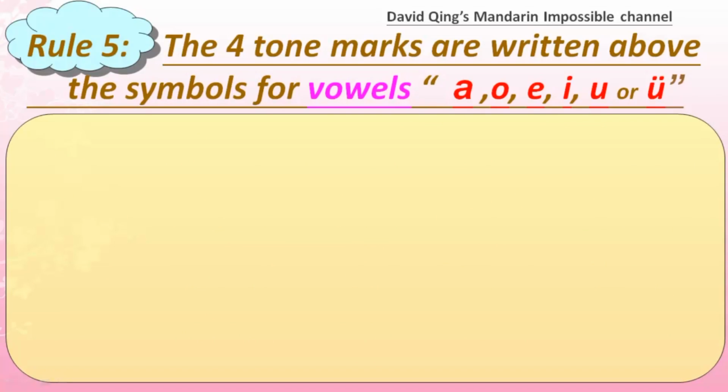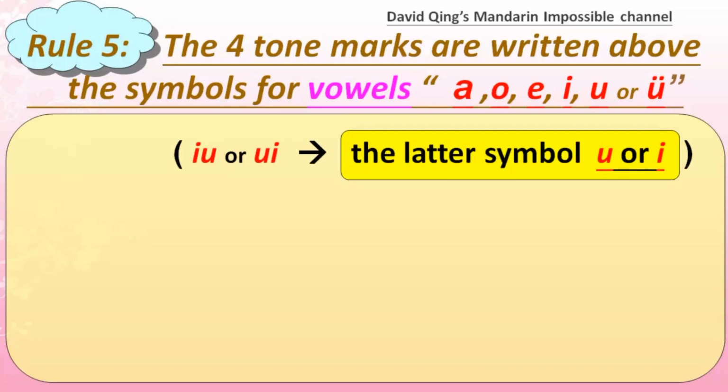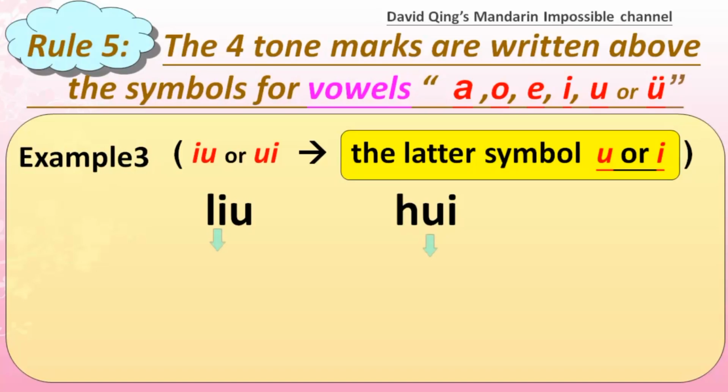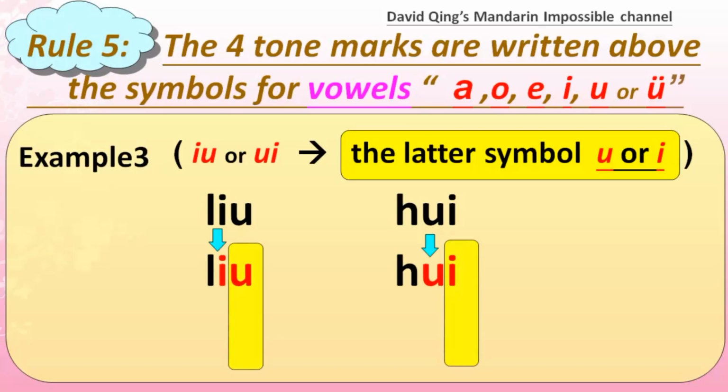Third, please remember that if the vowel contains the symbols i and u together, like iu or ui, always put the tone mark above the last symbol, u or i. For example, the two sounds on the screen contain both symbol i and u together. If you put a tone mark on each sound's letter symbol, it will be marked as you see on the screen.